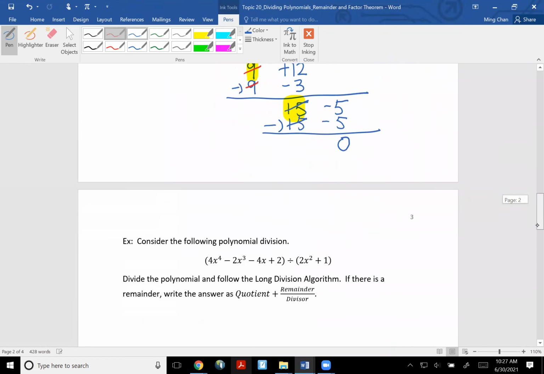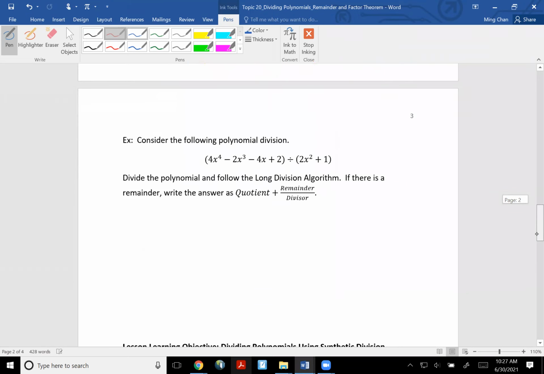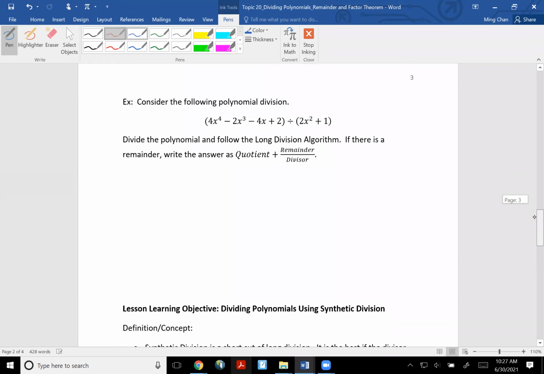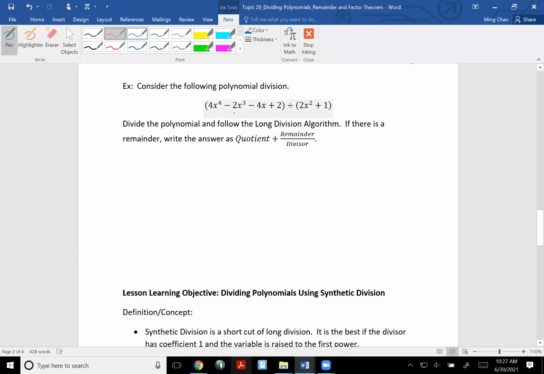Let's try another one. This one has missing terms. Check this out. If you look at the dividend, there's a 4, a 3, but there's no 2 power. 4, 3, 2, 1, 0. You don't have an x squared term, so that term is missing. It's missing because it has a coefficient of 0. So we need that missing term as a placeholder in the long division.